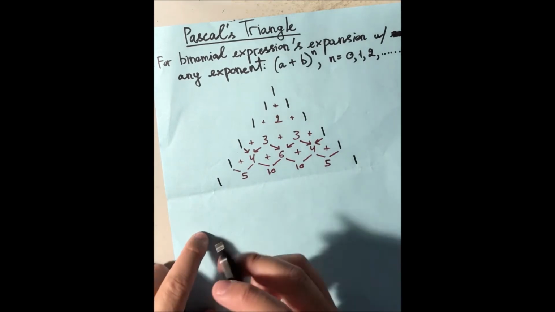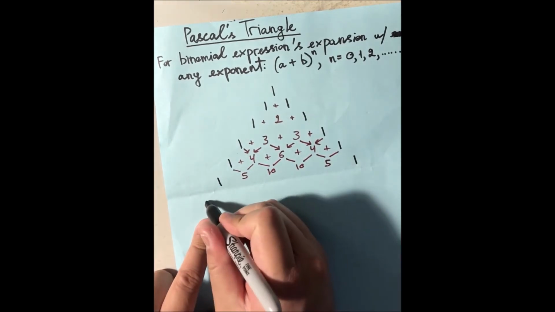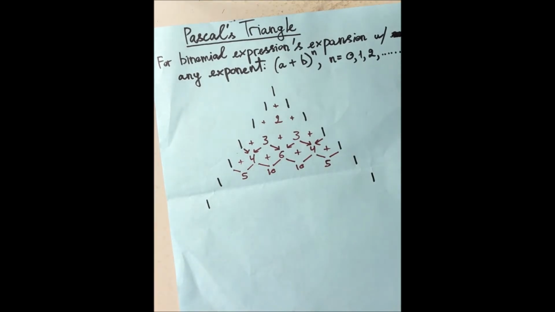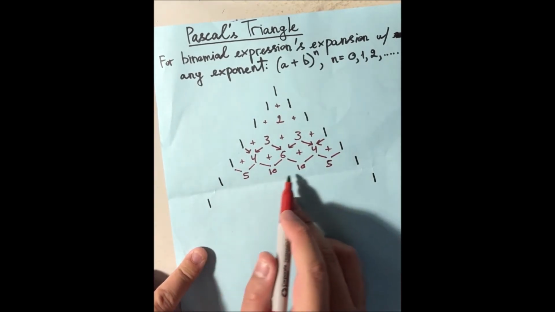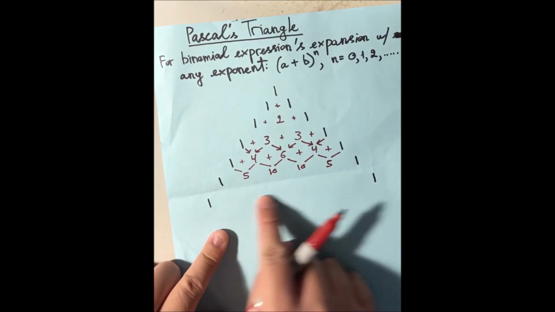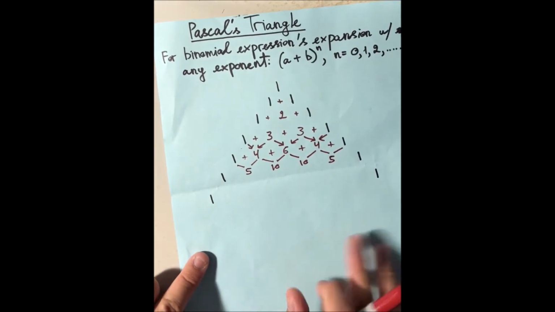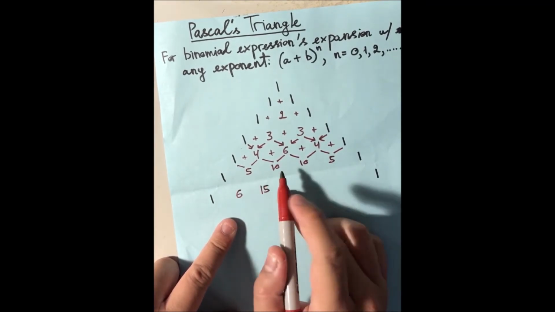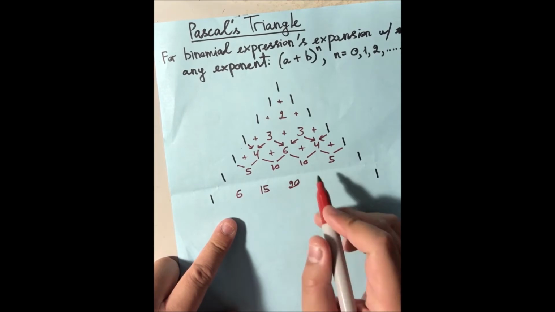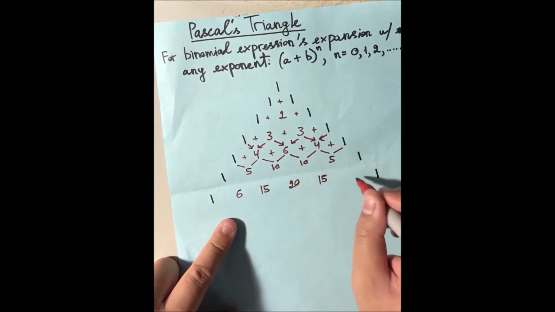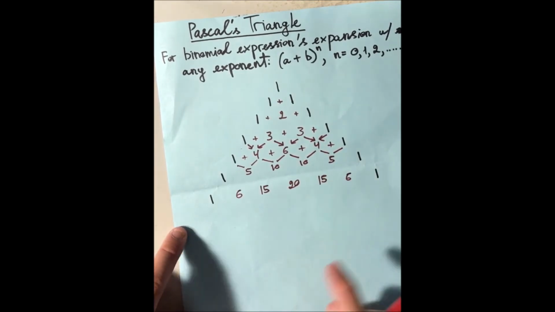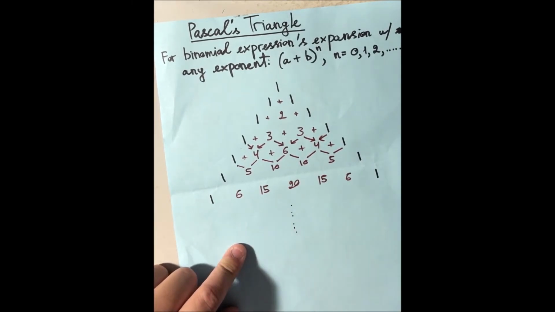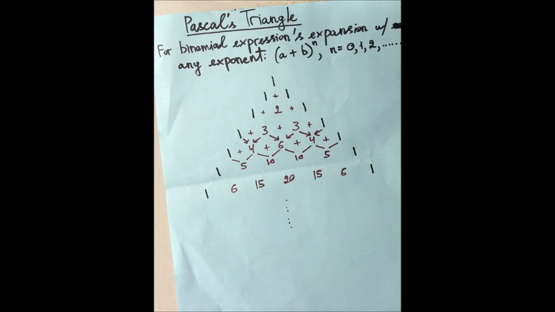I'm going to crank out one more row. So keep the two number ones on the side still, and then just add every two consecutive numbers of the previous row together to fill in the middle of the current row. So 1 plus 5, that's 6. 5 plus 10, that's 15. 10 plus 10, that's 20. That's 15. And this is going to be 6. And of course, you keep going just like that, so I'm just going to put dot, dot, dot. So that's the way we come up with Pascal's triangle.